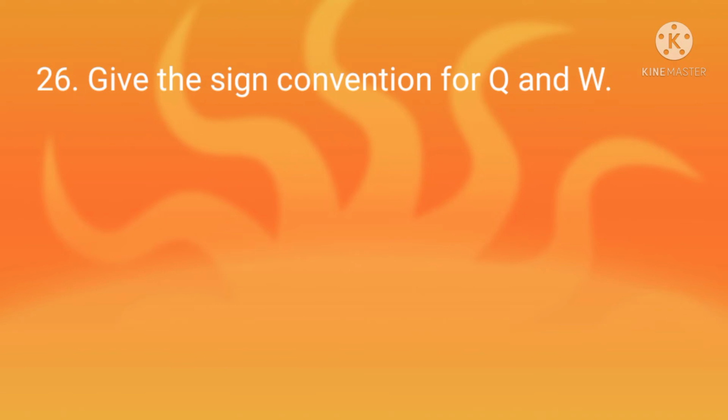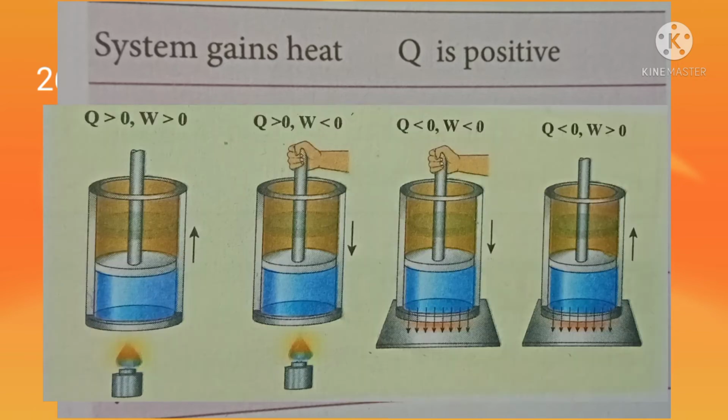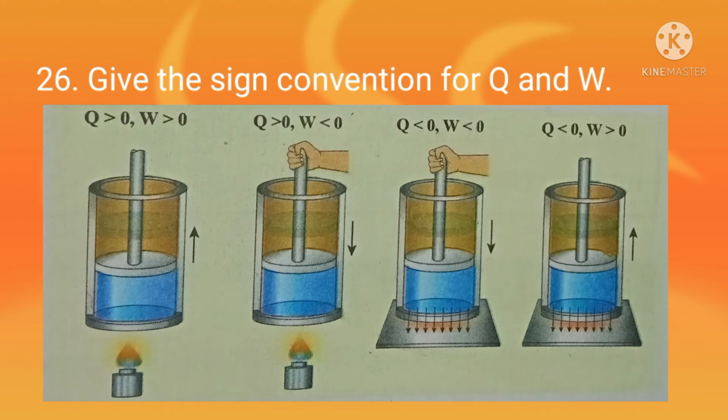Next, give the sign convention for Q and W. If the system gains heat, Q is positive. If the system loses heat, Q is negative. If work is done on the system, W is negative. If work is done by the system, W is positive. These are the sign conventions used in thermodynamics.